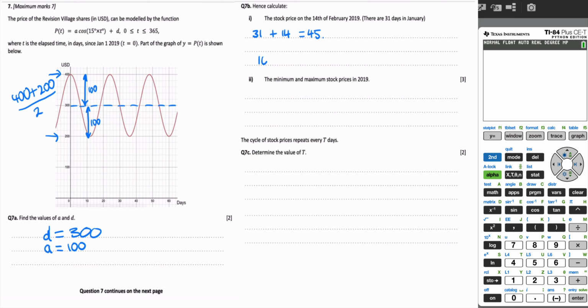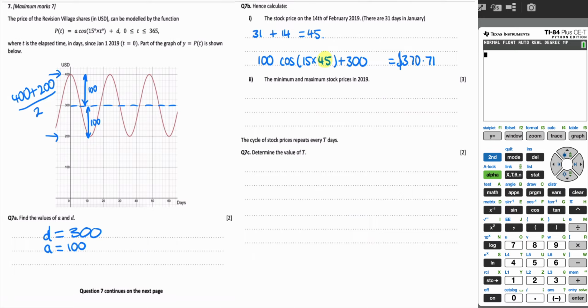So I now know the full model. It's 100 cosine, and then it's 15 times 45, plus 300. So all I've done there is substitute in the x value to be 45. And that gives me an answer of 370.71. And we should leave our answer to 2 decimal places if we're talking about money.